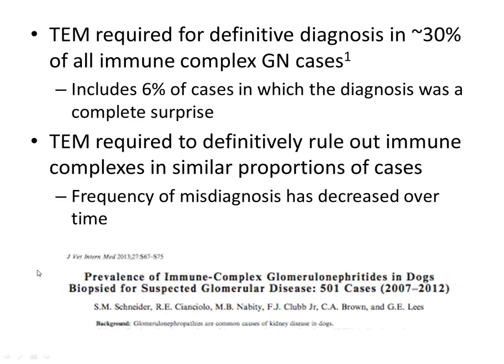So I think I sent it out to you guys with the consensus paper. But we looked at cases that were submitted for the clinical indication of proteinuria. And George said a quarter, it's within 25 to 30% of cases that required EM for the definitive diagnosis.